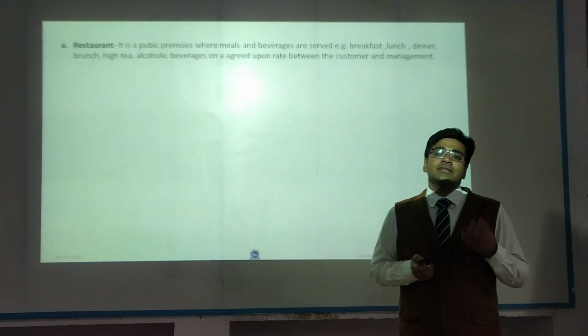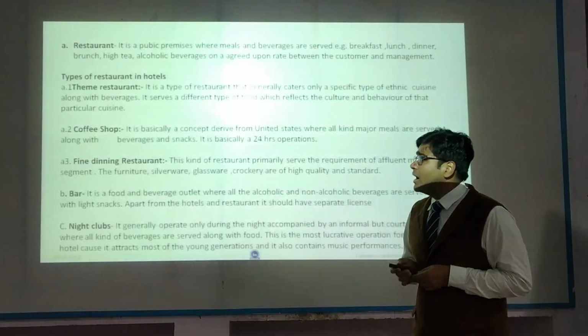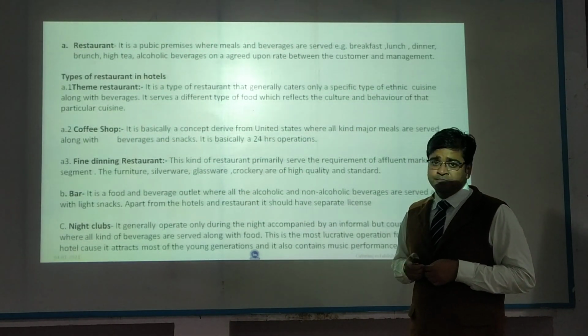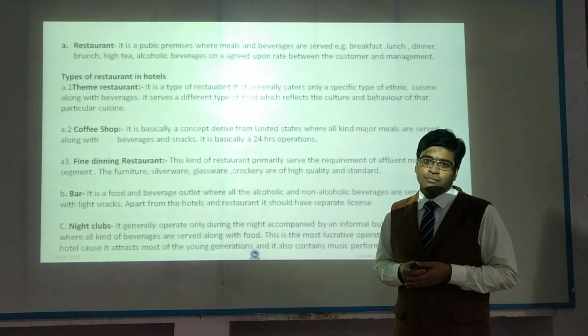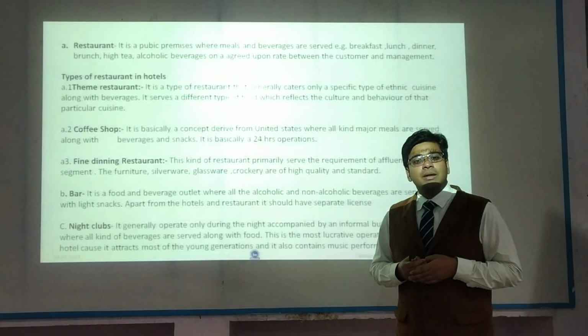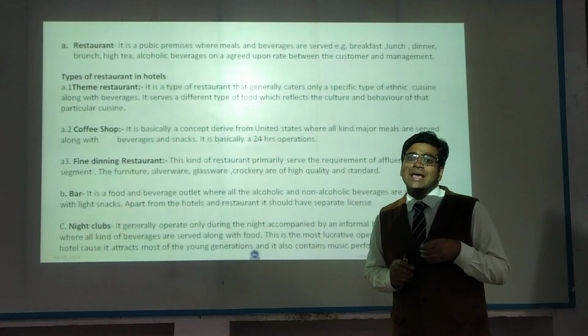They have classified the restaurant in different categories. The first category that comes to our mind is the theme restaurant. What is a theme restaurant now? Once again, it will also serve you food and beverage. But let's take an example. You are going inside an Indian restaurant. It's based on a culture. It's based on an ethnicity.